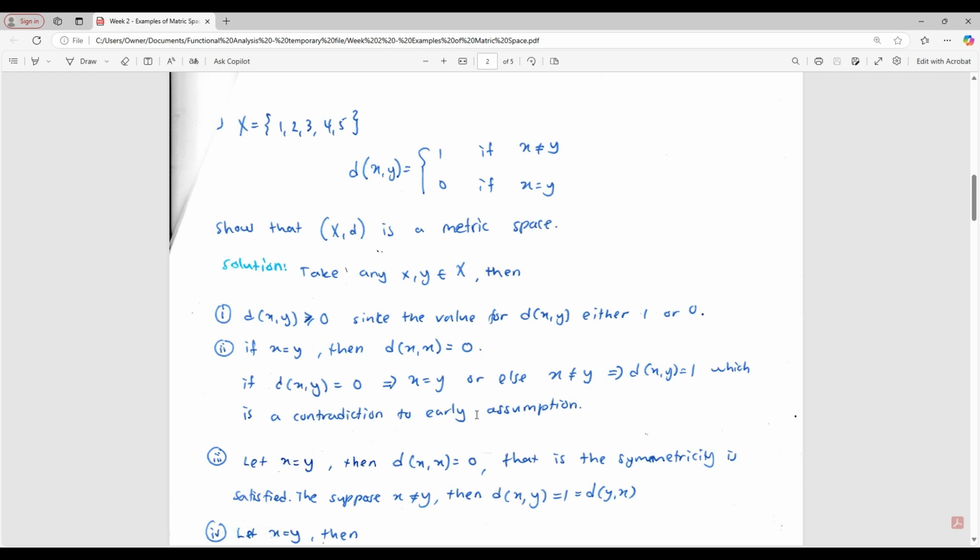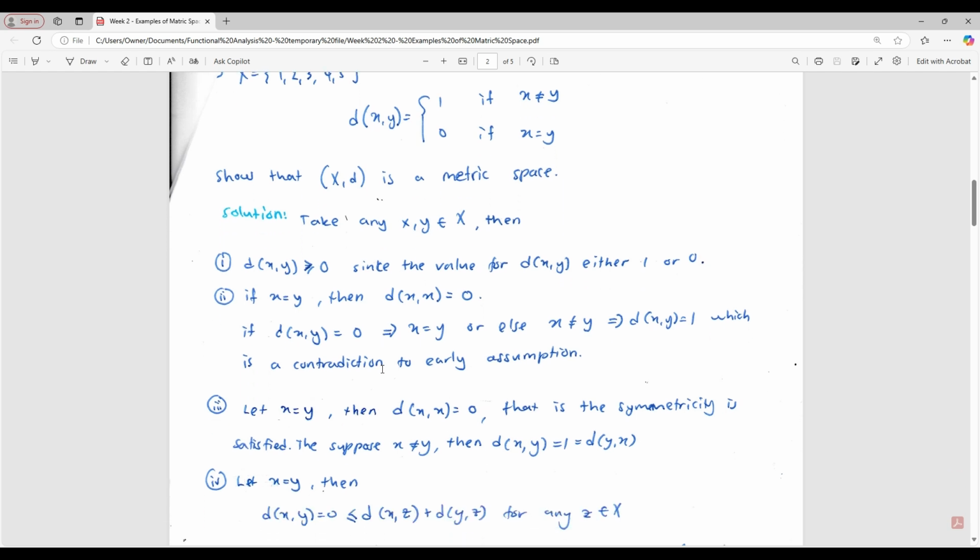So therefore, the only possible way, if we start with x, the metric between x and y equal to 0, must be x equal to y. So now the third property is that we are going to show the symmetricity here.